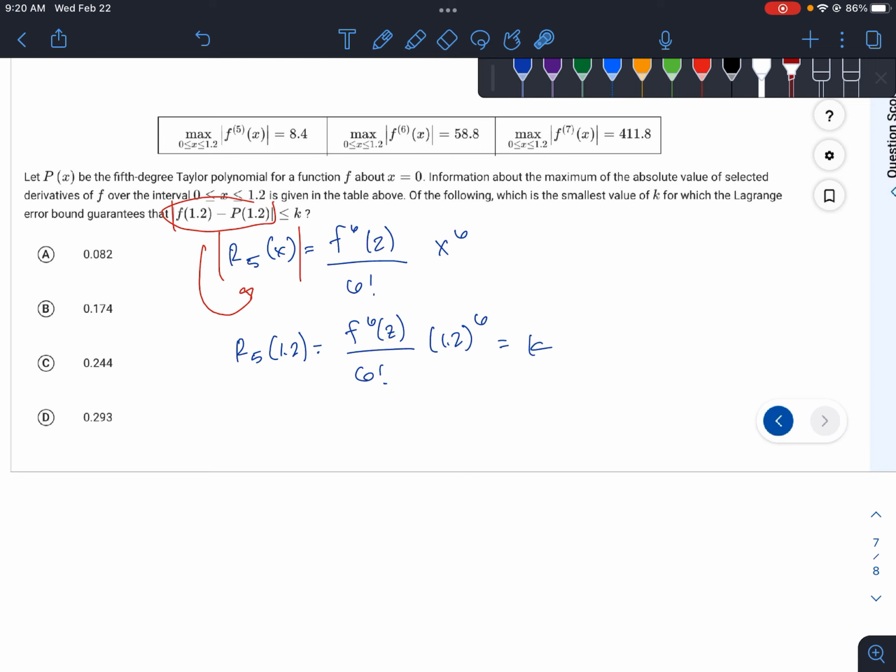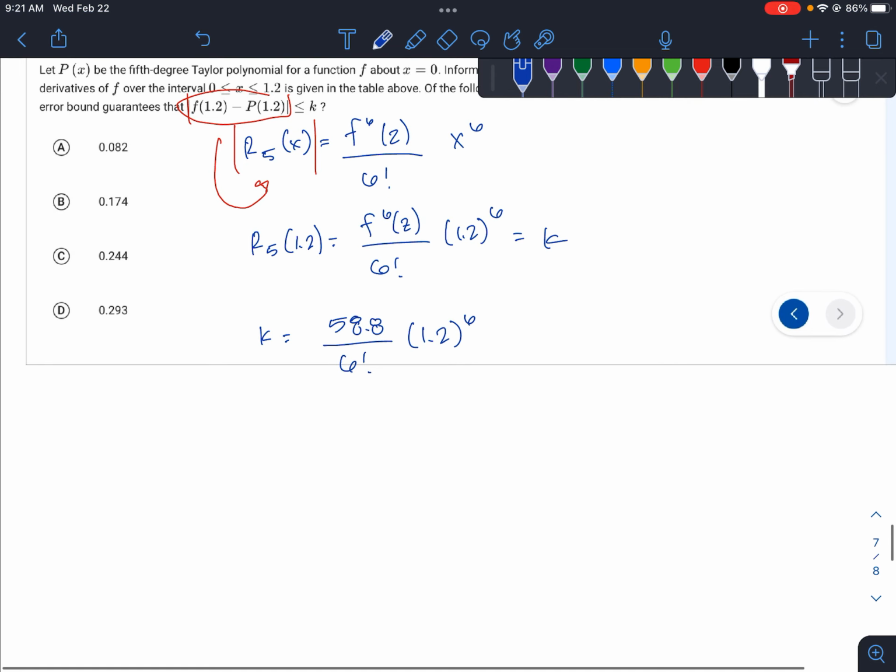So the maximum value is given to us, so k is equal to 58.8 divided by 6 factorial times 1.2 to the 6th. And if you punch that into a calculator, I think it comes out to be about 0.244. So that would be C.